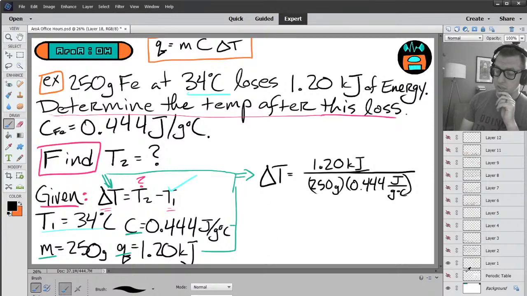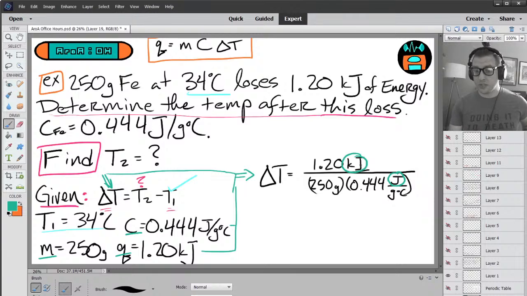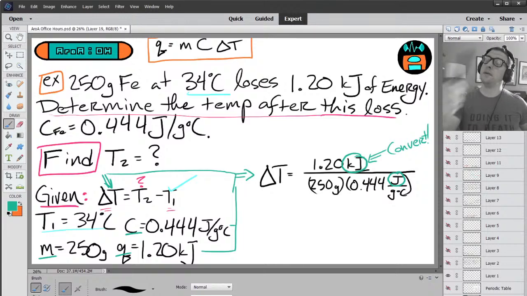So here are the two mistakes I made. One of them you've seen already. One of them you haven't. The first one that you have seen is, you'll notice that my energy units are in kilojoules, but my specific heat capacity units are in joules. These will not cancel. So I need to do a conversion before I crunch my numbers. All right, you've seen that mistake before. I did it in the previous problem, but again, it's super common and I want you to avoid it.